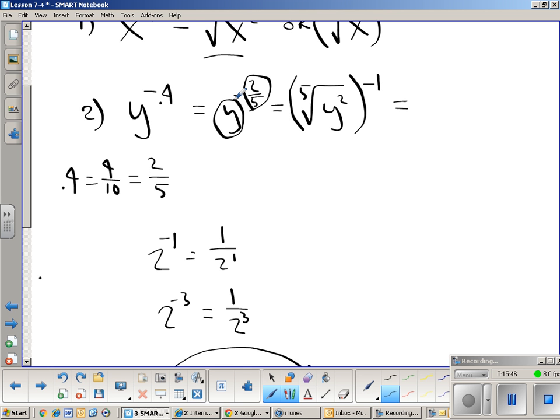What do you think, Judy? 1 over the 5th root of y squared. Yeah. Reciprocal means flip it over. If this is in the top, I'm going to move it to the bottom. If I have to put a 1 on top, then that's what I do. And so I get 1 over 5th root of y squared. Okay? 1 over 5th root of y squared.